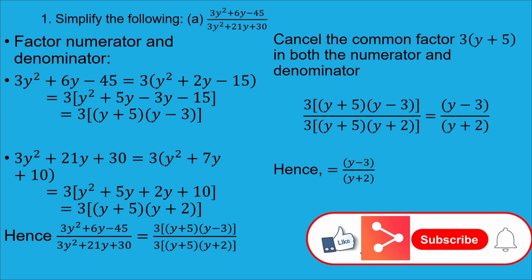Factorize the denominator by pulling out the 3 which is common and getting a simplified quadratic equation y squared plus 7y plus 10, and then find the sum and product of the quadratic equation and the roots. Then expand the sum which becomes 5y plus 2y, and finally you have 3 into y plus 5 into y plus 2. That is the simplified numerator and denominator. Then the common factors in the numerator and denominator cancel out. That is 3 into y plus 5 will cancel out in the numerator and denominator, and finally you have y minus 3 all over y plus 2 as the final answer.